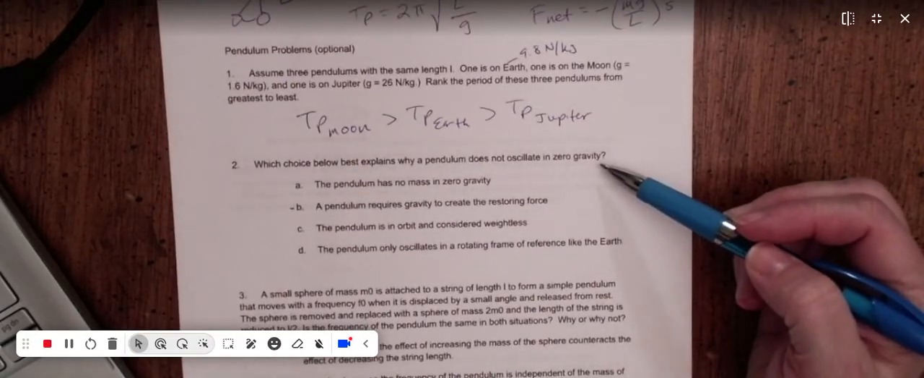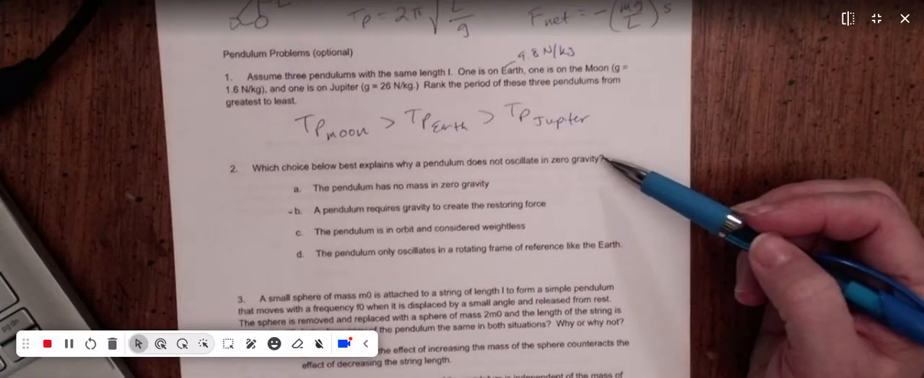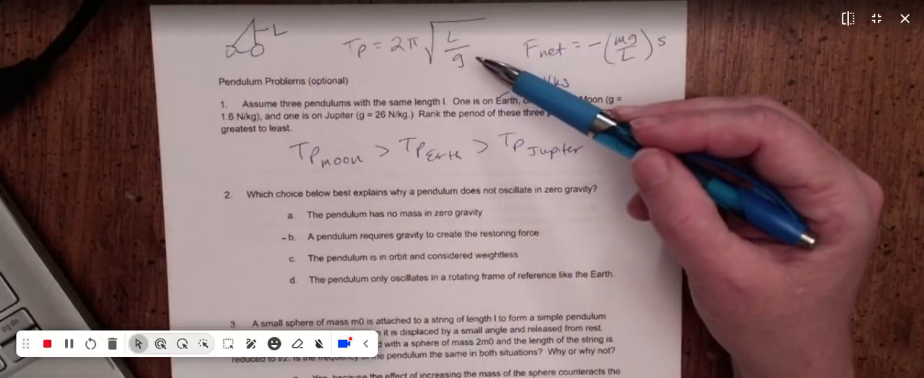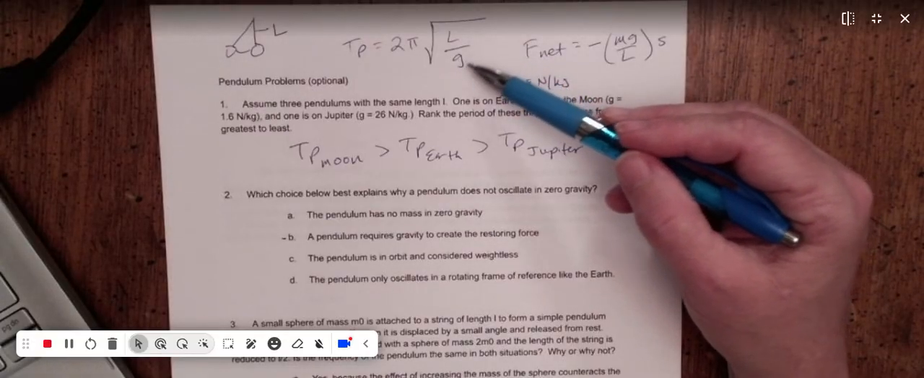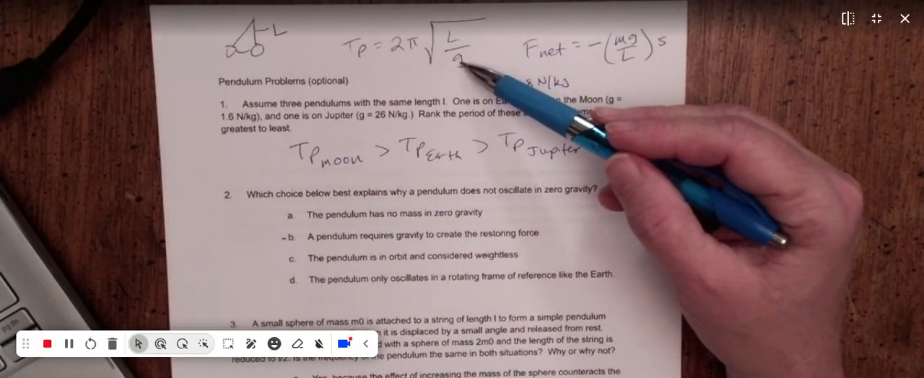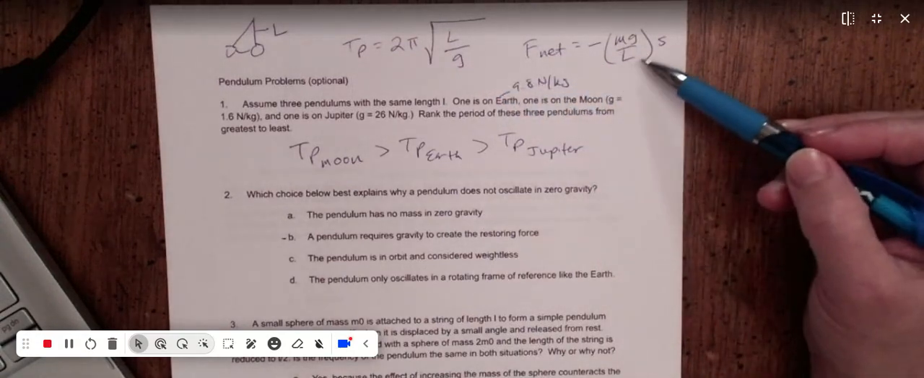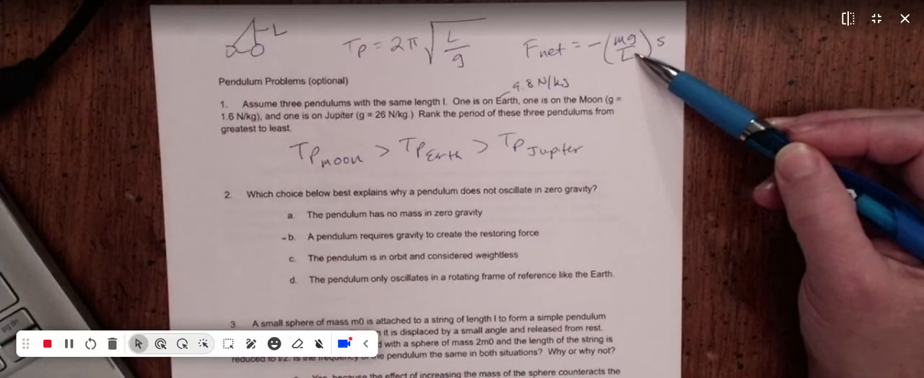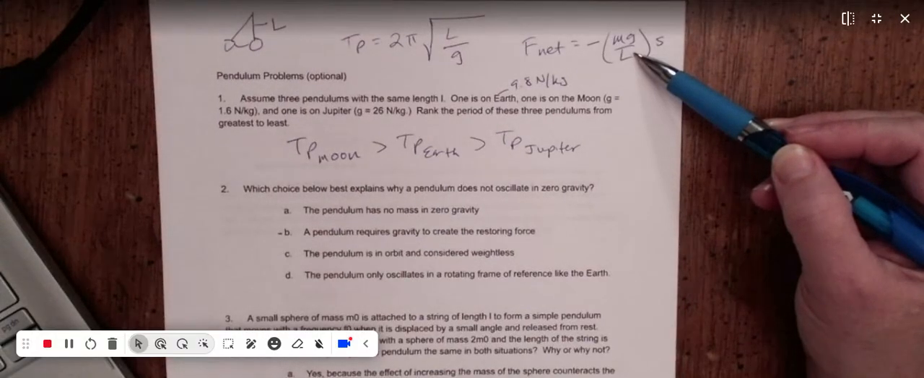Why does a pendulum not oscillate in zero gravity? If we look back at the period equation, you have to have gravity in there. Acceleration due to gravity is part of period. It's also part of this restoring force. So we know that we've got to have gravity in order to create that restoring force.